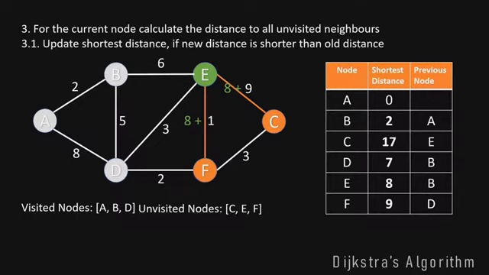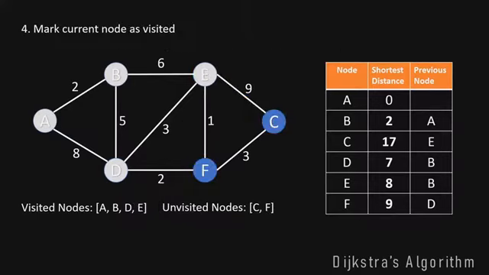When we now look at F, we see that we have a new distance of 9 to F, which is exactly the same as our old distance to F, so we don't update anything, and we are finished with our node E. Now we have F and C left as unvisited nodes, and F has a distance of 9 and C has a distance of 17.